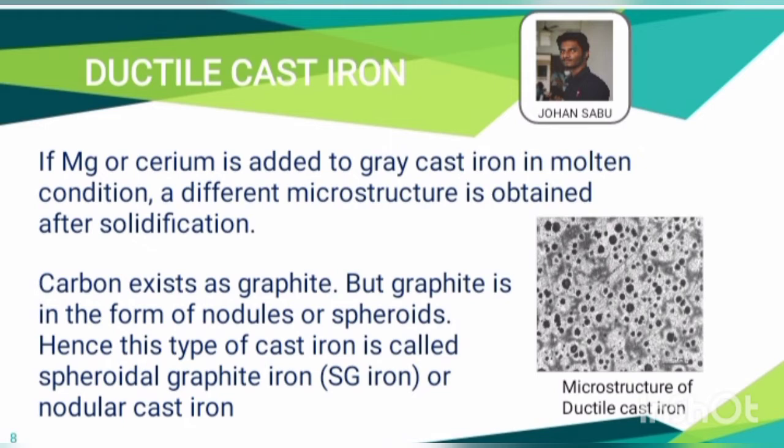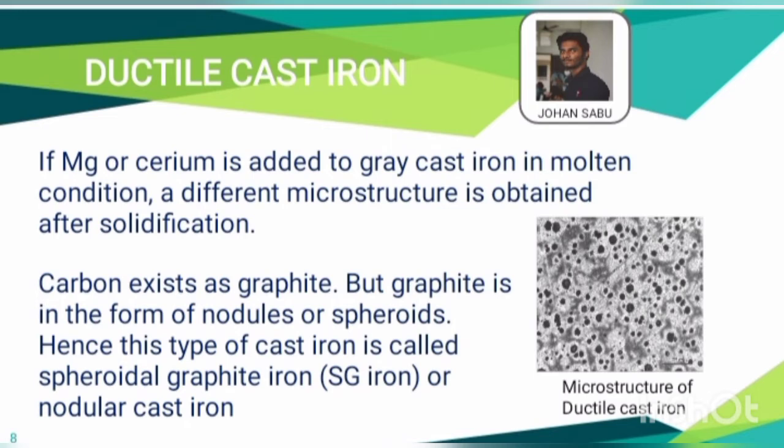Hari, thank you for the explanation of grey cast iron. Myself Johan. I am here to present ductile cast iron as my topic. When magnesium or cerium is added in small quantities to the grey cast iron in the molten condition, it leads to a different microstructure on solidification. The carbon exists as graphite, but in the form of nodules or spheroids instead of flakes.